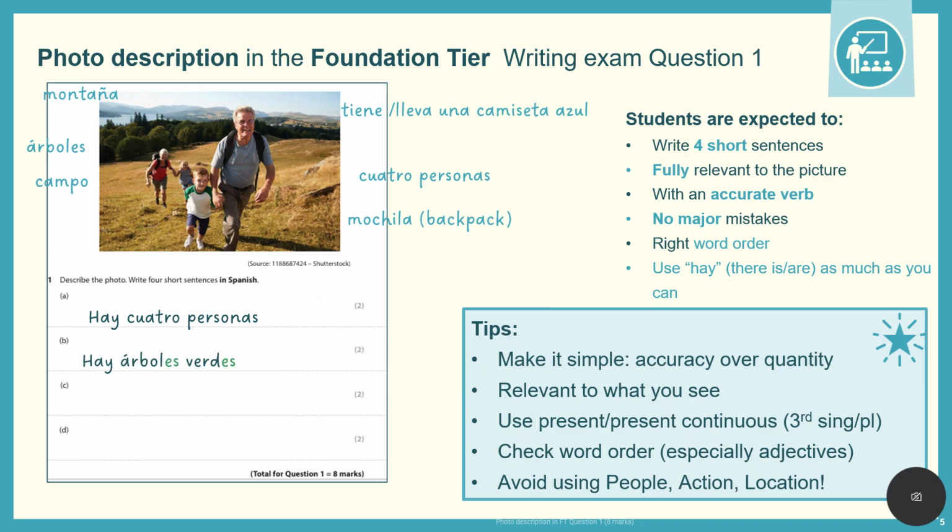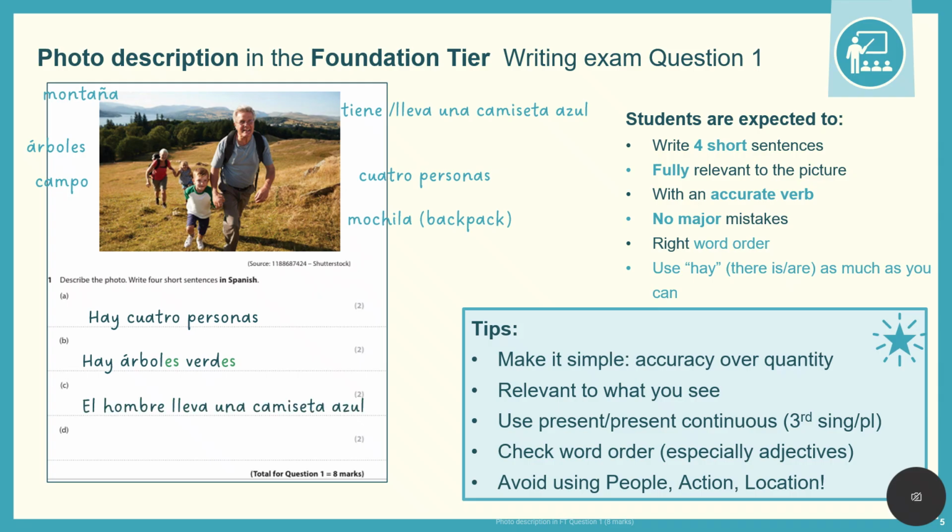Hay árboles verdes. So I can say there are green trees. So this will show as well some understanding of the Spanish. If I only see there are trees, it's okay, but in order to secure the mark, why not describing the color of the trees? But make sure you are agreeing the gender and the number, okay? So árboles, plural, verdes, plural, and both are masculine.